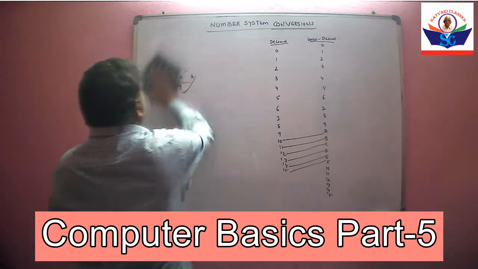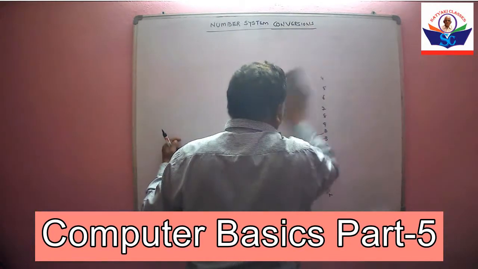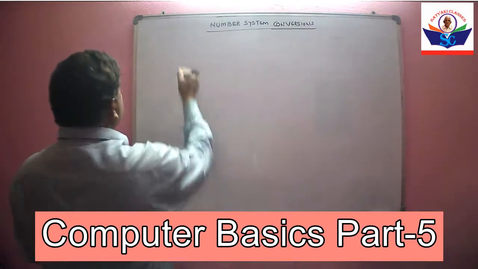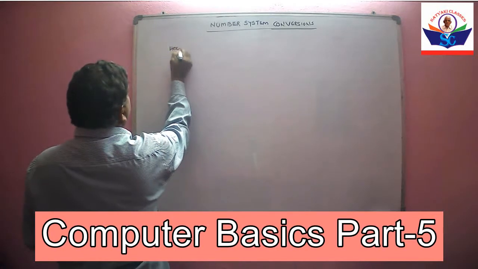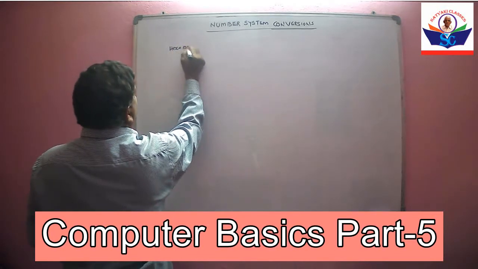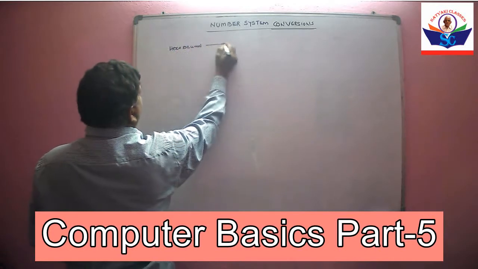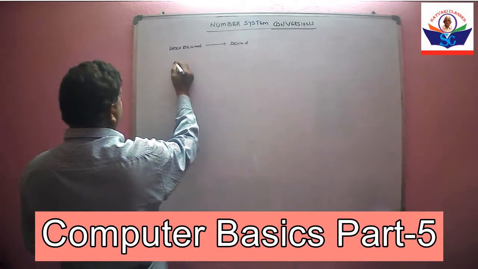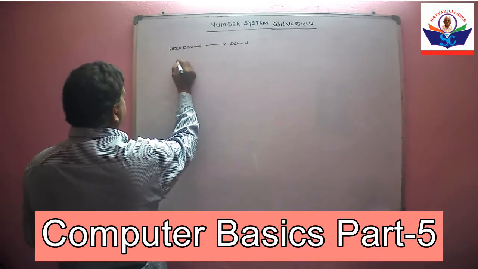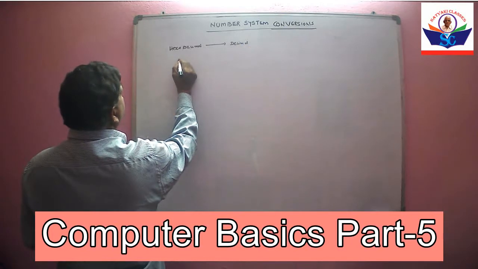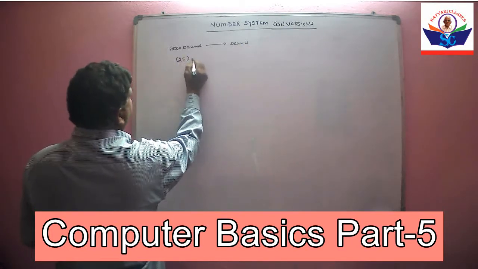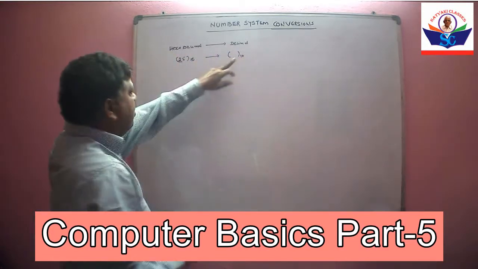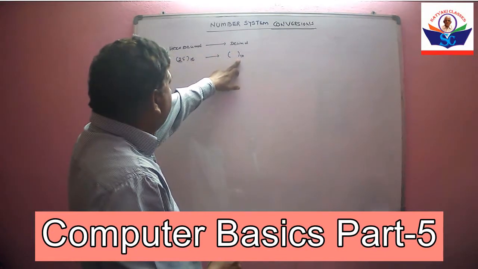Now how to convert hexadecimal numbers to decimal numbers? Now observe here, there is a number in hexadecimal number, 25. 25 in hexadecimal number should be converted to, which is equal to decimal number.